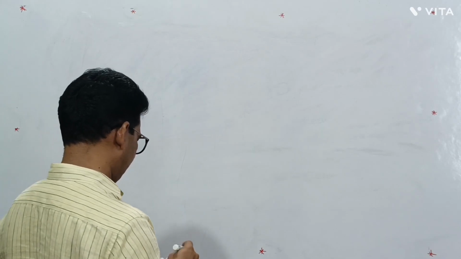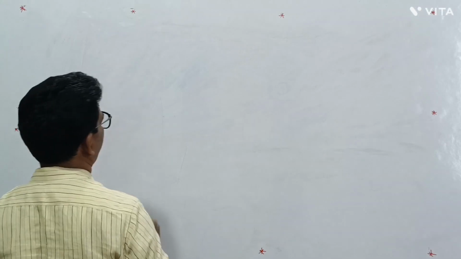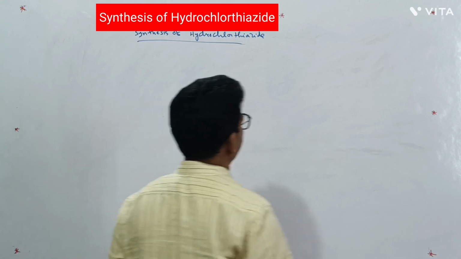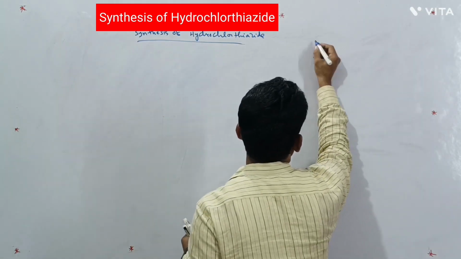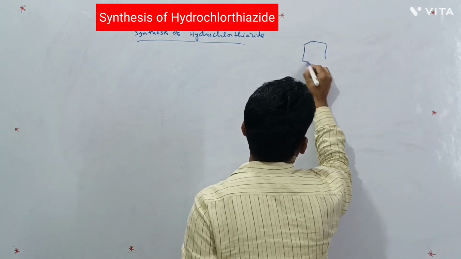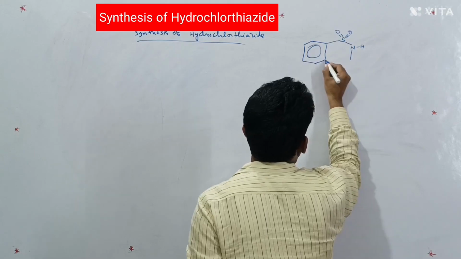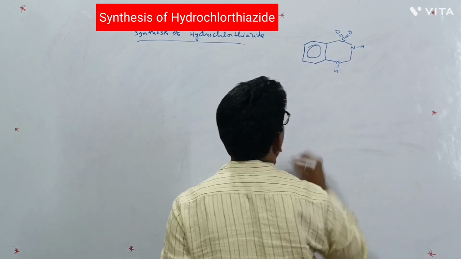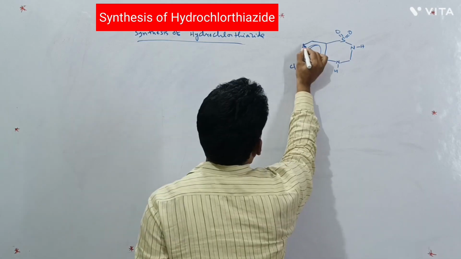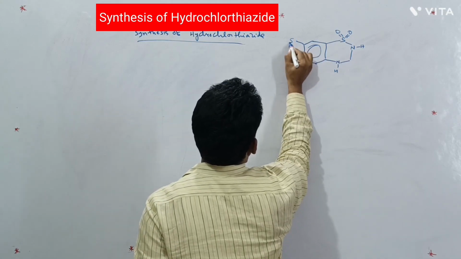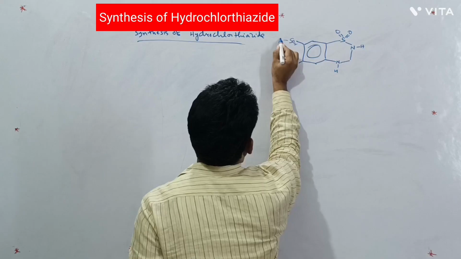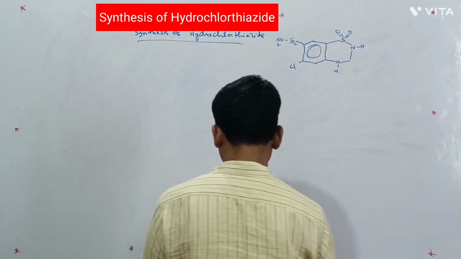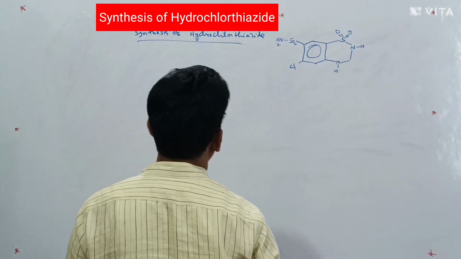Next we will take the hydrochlorothiazide. Structure of hydrochlorothiazide, we will go for the synthesis. First I will write the structure, then it will become easy for us to write the synthesis. Same, benzothiazide. Hydrochlorothiazide means it is saturated because it is more active drug. Here it is having the chloro group, here it is having the sulfonamide group. This is the structure of the hydrochlorothiazide. Now we will go for the synthesis.